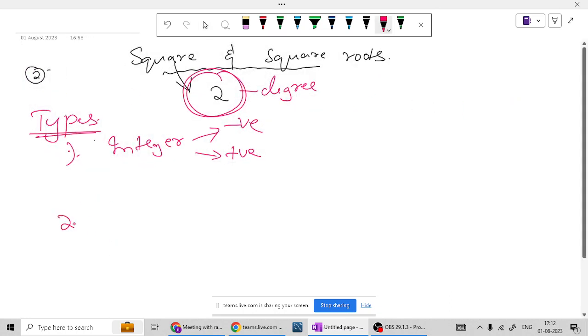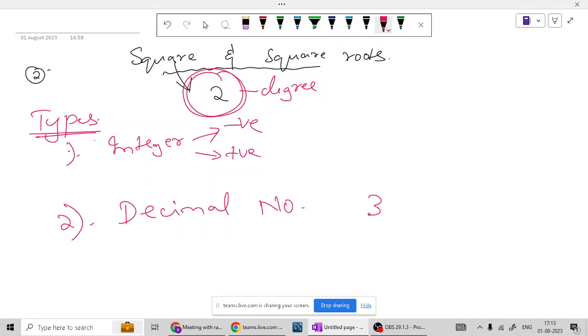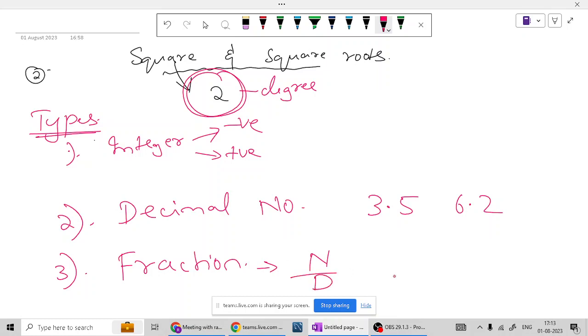The second type of number we use is decimal numbers. Do you remember decimals? Yes, 3.5, 6.2, such values. Then what's the third type? Fractions. What do you mean by fraction? Numerator by denominator. Good. It has a numerator and a denominator. For these three types of numbers, integers, decimals and fractions, we find squares.